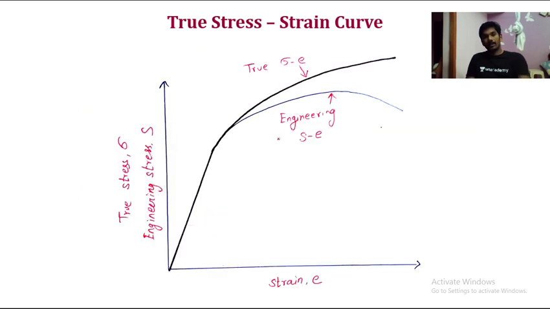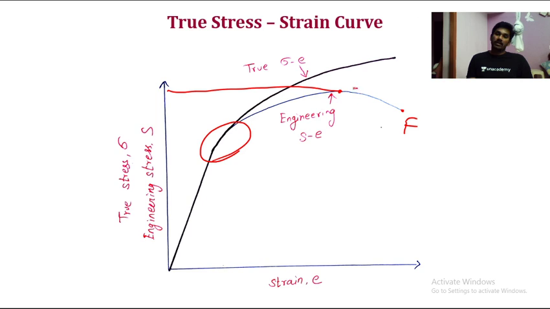Got it? Right. So next one, true stress strain curve. There is a difference between the engineering stress strain curve and the true stress strain curve. So in the engineering stress strain curve, you can see here, from the yield point the curve will increase, right? The curve will increase, and it will reach an ultimate strength. And after the ultimate strength, the curve will decrease, and at one point the material will fail.